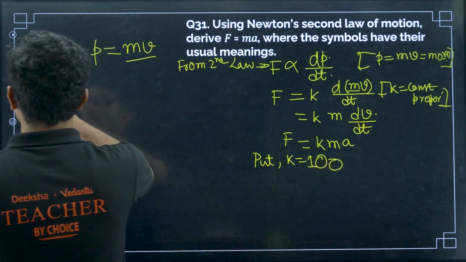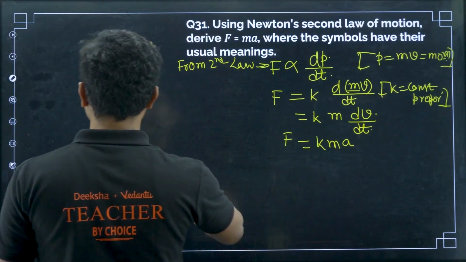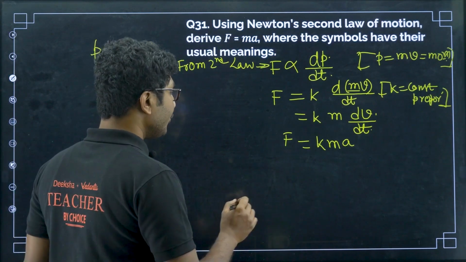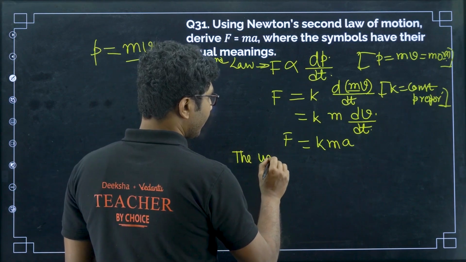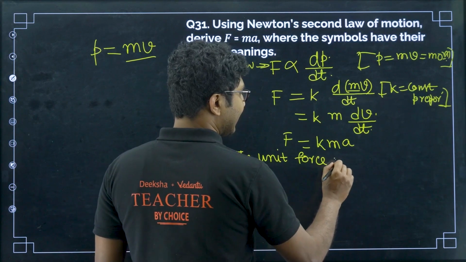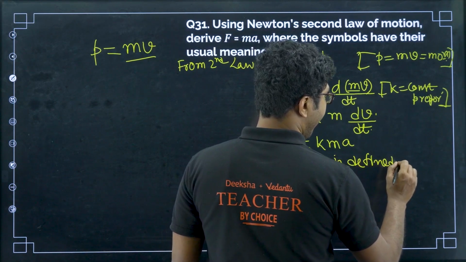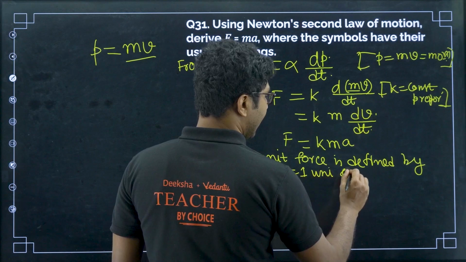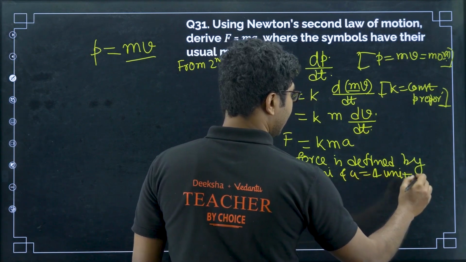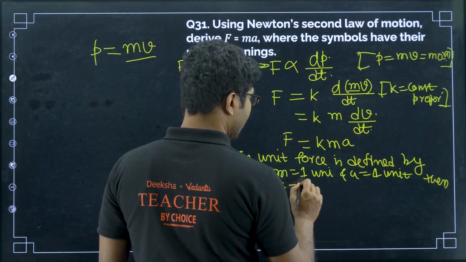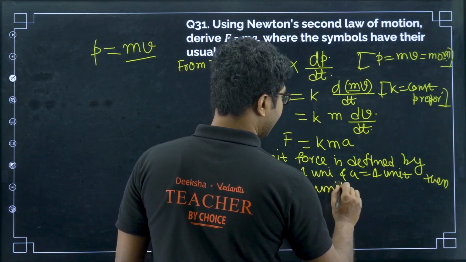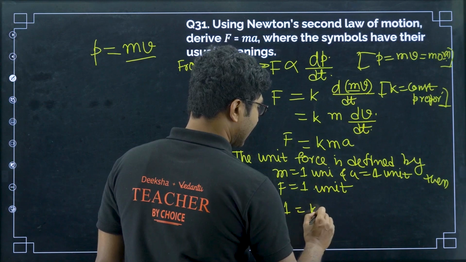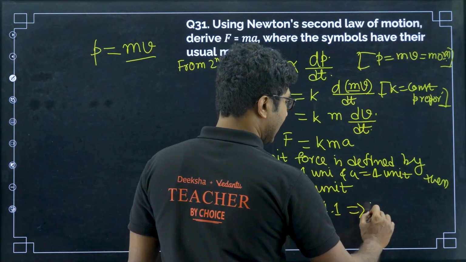You cannot write put K is equal to 1. Why should I put K is equal to 1 and not 100 or 1000 or any arbitrary value? That is very, very important in this derivation. Be very careful. You have to mention that the unit force is defined by m equals to 1 unit and a equals to 1 unit. Then F will be equals to 1 unit. It can be any unit, SI, CGS does not matter. So this is how it is defined. Therefore 1 equals to K into 1 into 1. So that is why K is equals to 1.